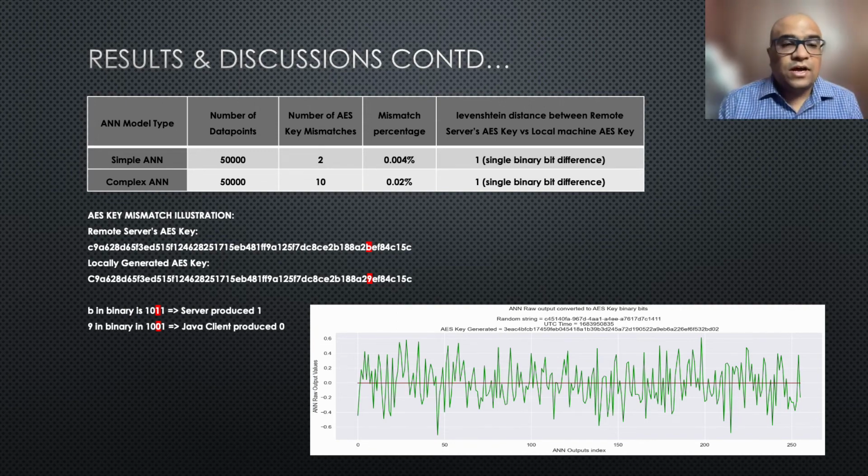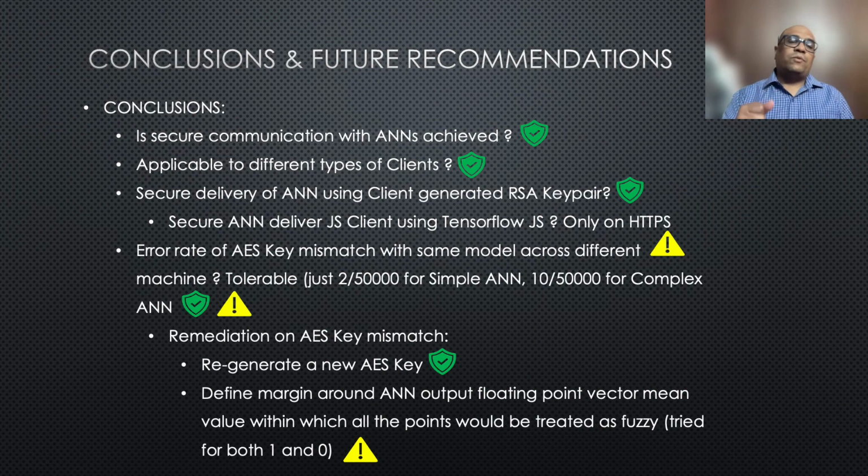As depicted in the example, Google Colab TPU was generating B, and the local machine was generating 9, and the binary representation shows that the third bit was assumed as 1 by Google Colab TPU and as 0 on the local machine. This is because the value is very close to the mean value. So a better metric can be employed in future, or a threshold margin within which ones and zeros can be treated as fuzzy. That is, both 1 and 0 can be tried. That is the remediation.